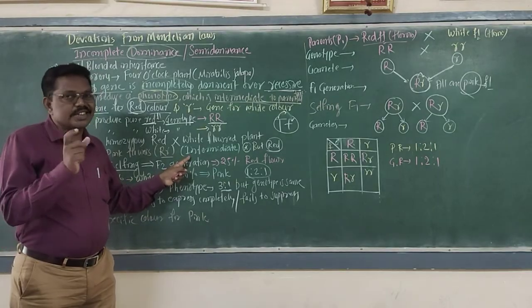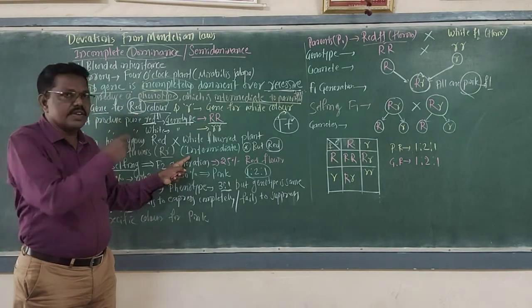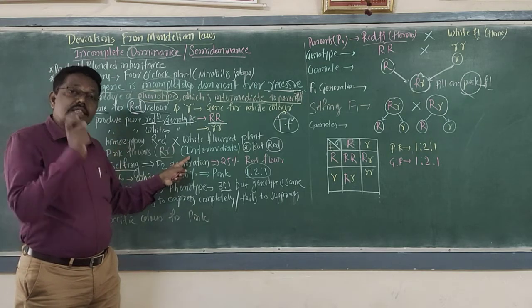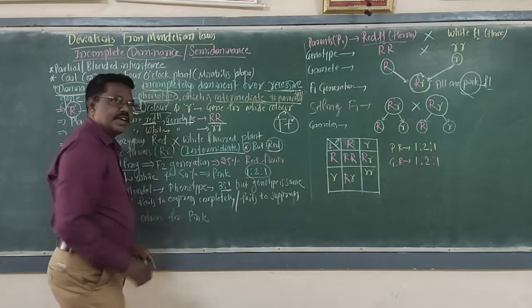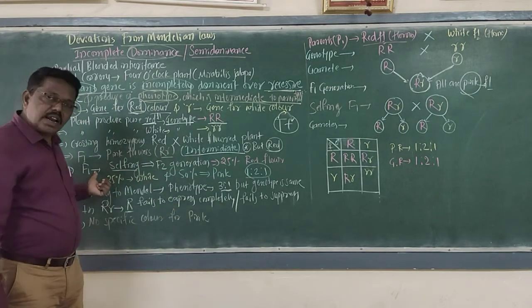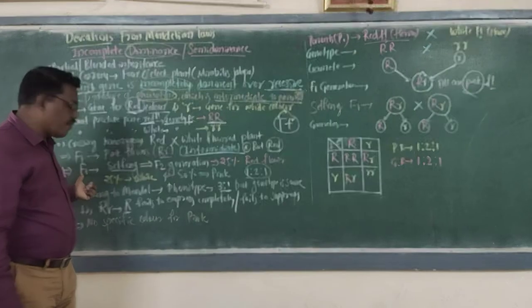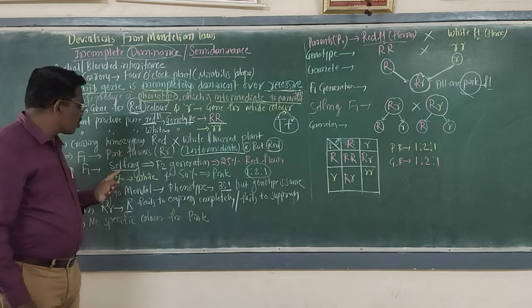We want to get the intermediate. Already I have told in the definition, we want to get the phenotype. That phenotype must and should be what? Intermediate in nature. Okay. Then Mr. Carporet afterwards, the F1 generation, he was doing what?